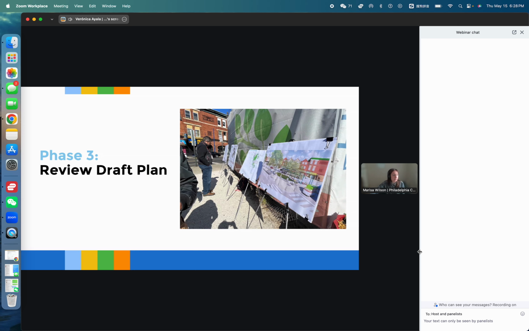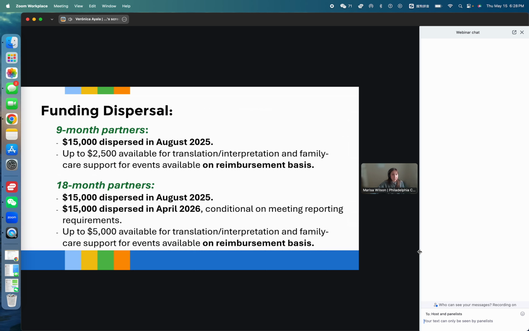Once the feedback is collected and incorporated, the plan will be finalized by the city, and the city will start working on implementation. So, some information about funding and funding dispersal.